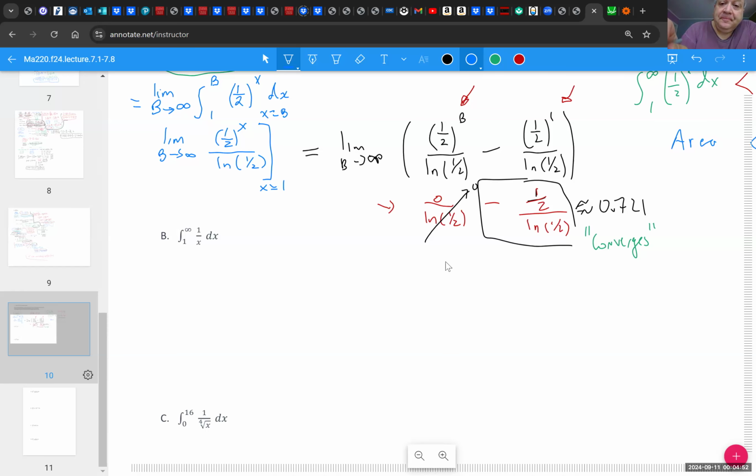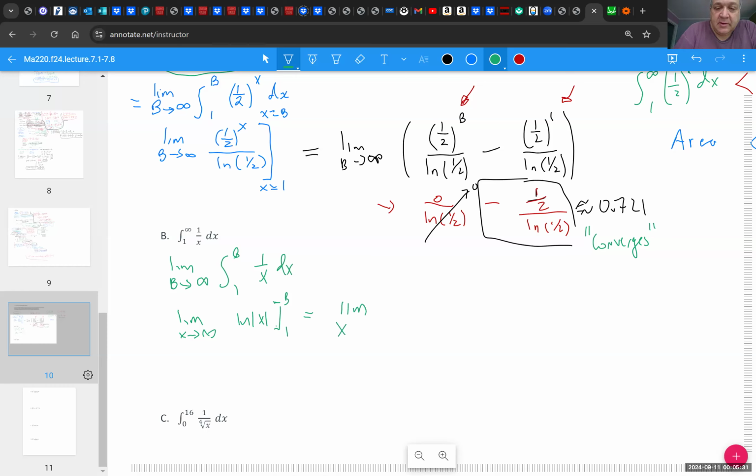Example B I have here. I have an integral from 1 to infinity of 1 over x dx. So we're going to do the same thing. Limit, choose a letter such as A or B or C. Take a limit. We go from 1 to b of 1 over x dx. 1 over x dx is another one of those known integral formulas on our integration sheet. The integral of 1 over x is ln x. And we need to evaluate this from 1 to b, and then take the limit.